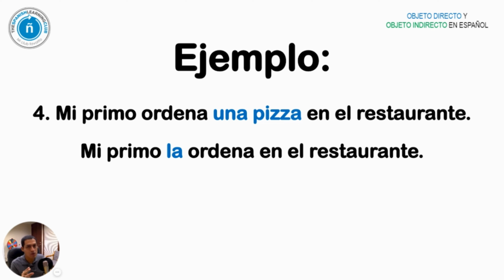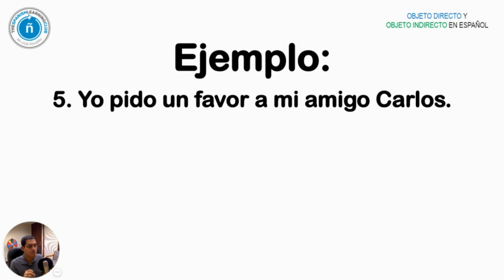Now, please pay close attention to the following example. Here, yo pido un favor a mi amigo Carlos. Pido, the verb pedir, to ask for something. So this sentence is saying I ask for a favor to my friend Carlos, or I ask my friend Carlos for a favor. Objeto directo. Un favor. Objeto indirecto. A mi amigo Carlos.